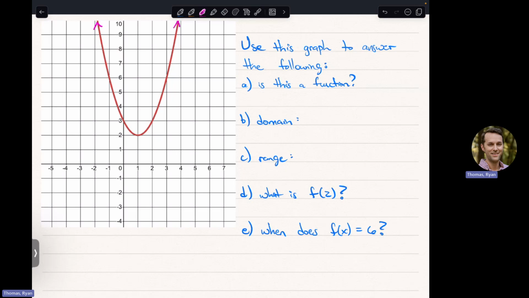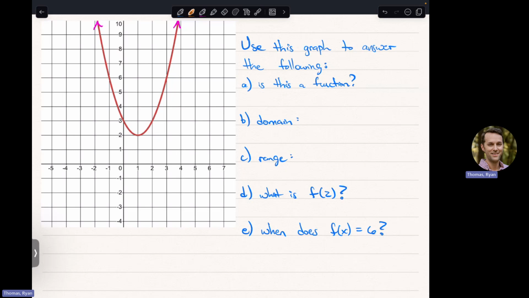Now we'll talk about when there are maybe exceptions to that or when we need to be a little bit more careful. But again, if I'm giving you a graph, we can assume that we see the important stuff. So we want to use this graph to answer these questions. Is this a function? What are its domain and range? What is f of 2? And when does f of x equal 6?